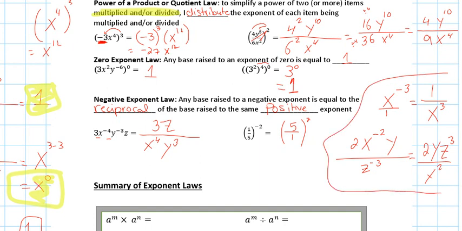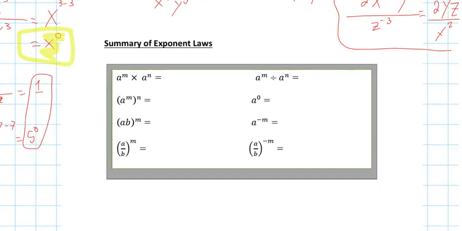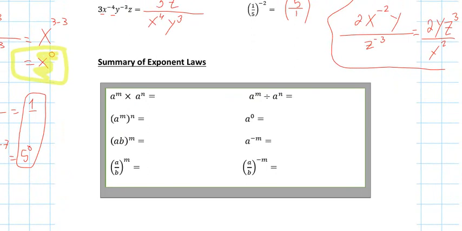So this is the summary of all the laws, right? They're on the wall for you as well. Same base, multiplication, what do I do with the exponent? Add your exponent. You keep the base. You don't change the base, guys. If I have the same base and there is division, what do I do with the exponent? Power to the power. Anything to the power of 0. 1.